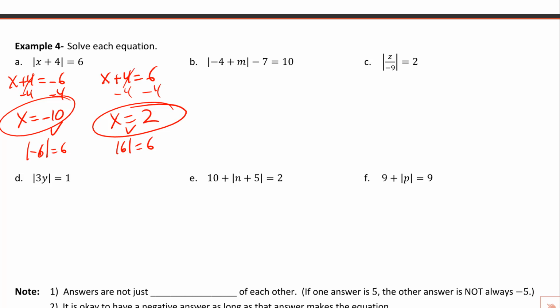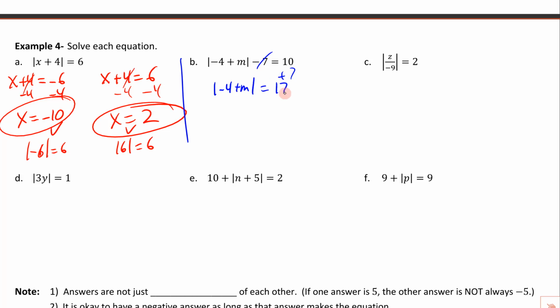Okay. All right, let's go ahead and take a look at this next one. This one is not isolated. So the first thing we're going to need to do is move that 7 to the other side. So I'm going to add 7 to each side. So now we've isolated this, and that equals 17.